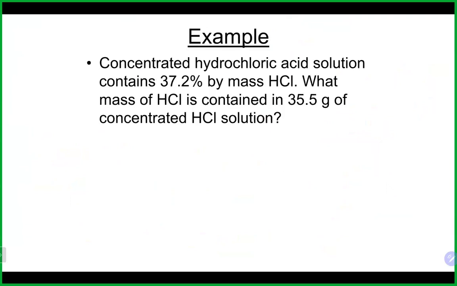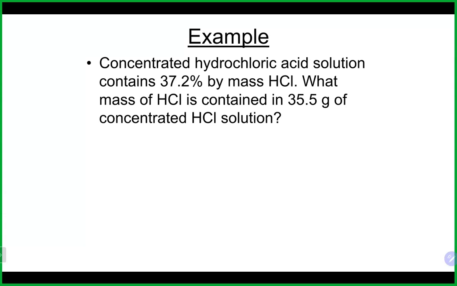Concentrated hydrochloric acid is 37.2% by mass HCl. What is the mass of HCl that's contained in 35.5 grams of the concentrated hydrochloric acid solution? So take a few moments there to see what you come up with. Looking for the mass of the HCl in this solution, and that is the mass percent of it there, 37.2. Okay, so let's take a look at this.